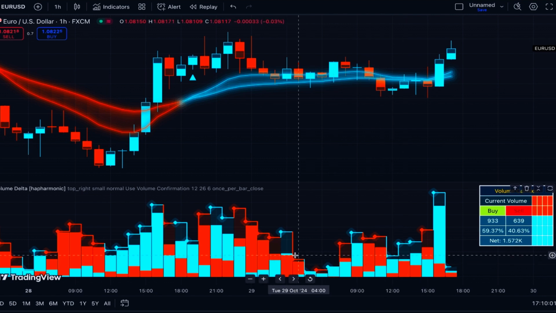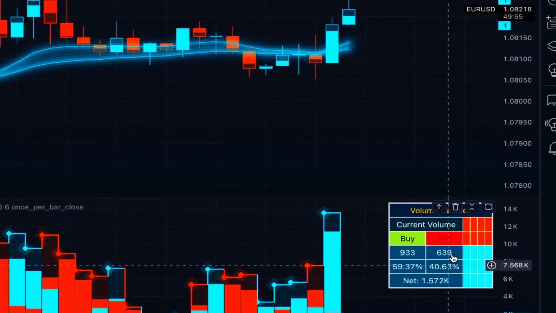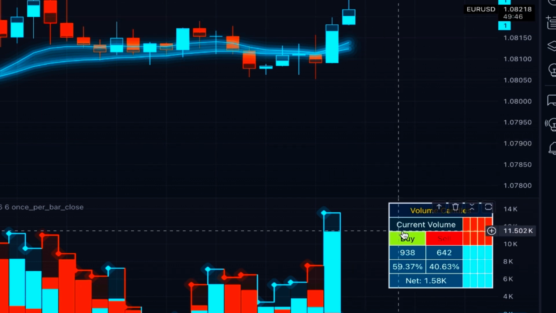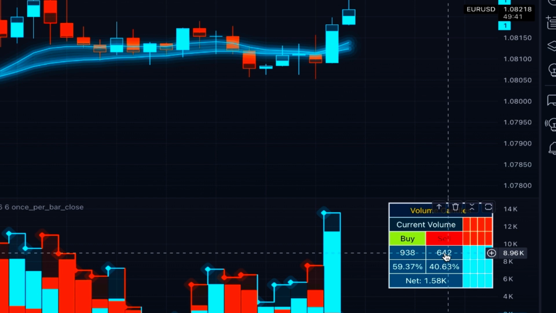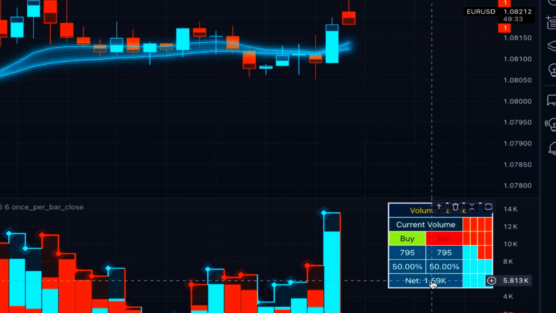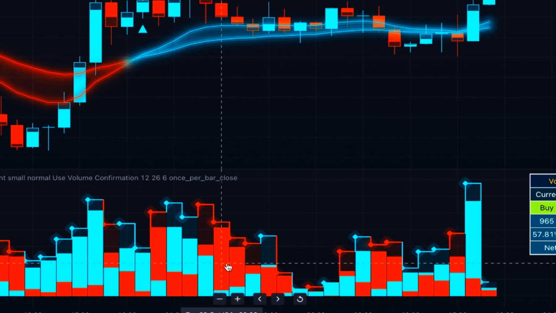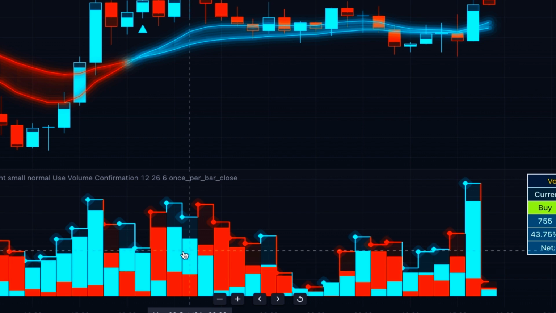for each period. Here we have a table that shows live information for the current candle that is forming on the chart. It shows the amount of buying and selling volume separately, their percentages, and the net amount of volume until now for this candle. Here we have volume bars which are similar to an ordinary volume bar, but each bar has two colors as you can see. The colors will help you with percentage of buying and selling volume separately. Red for selling volume and blue for buying volume.